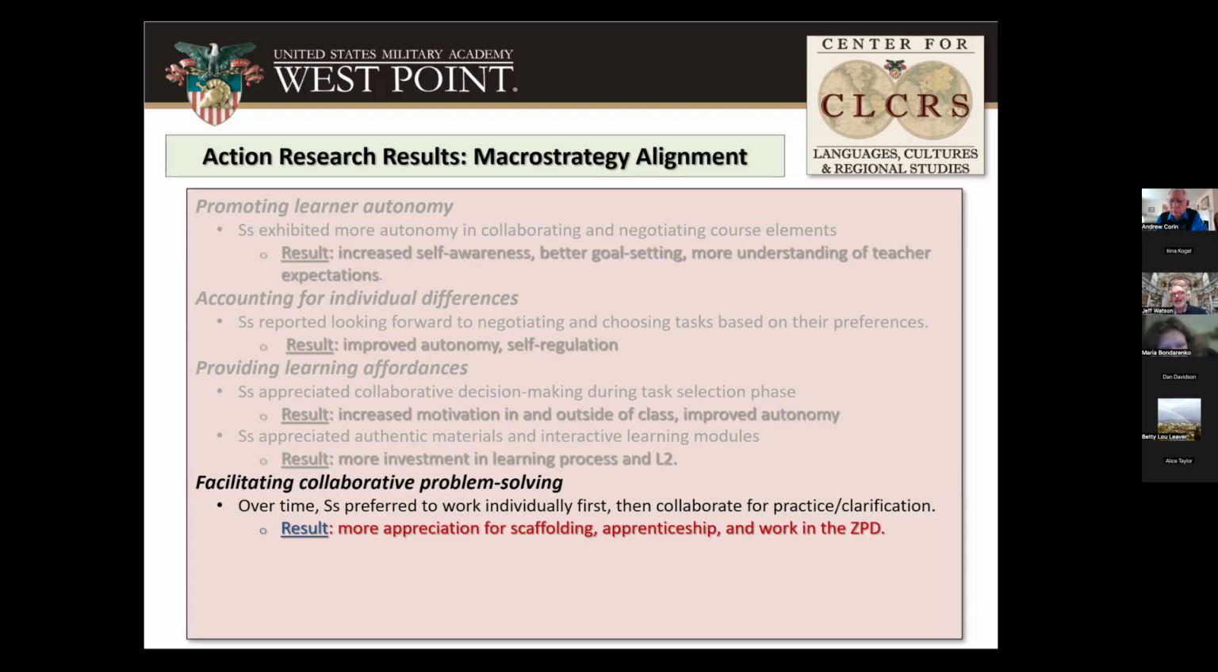And then to collaborate. So this really gets to the heart of scaffolding, working within your zone of proximal development, apprenticeship. You work individually to see what you can do alone, but then you can see what you can do in collaboration with others in order to internalize the material.